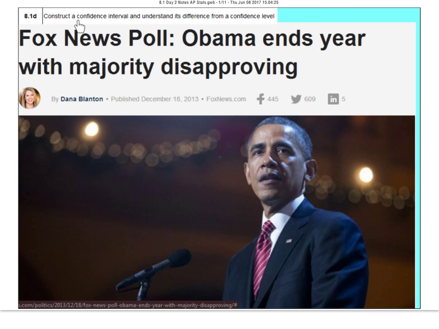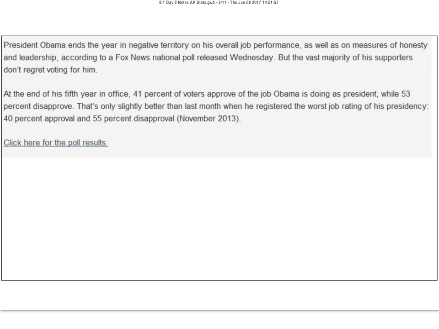8.1d, we're going to actually construct a confidence interval and then again understand the difference it is from a confidence level. Now here's a real life example I want to show you. This was a Fox News poll back when Obama was in office, and the headline was, Obama ends year with a majority disapproving. Where does that data come from?